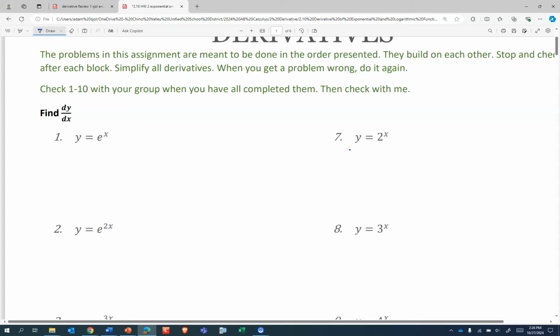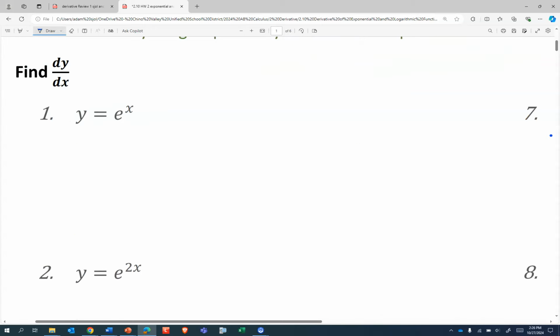Like I said, they're meant to be done in blocks. You'll see kind of similar stuff so that you're reinforcing these ideas. So hopefully you're done with the first block, but let's say you're absent or whatever.